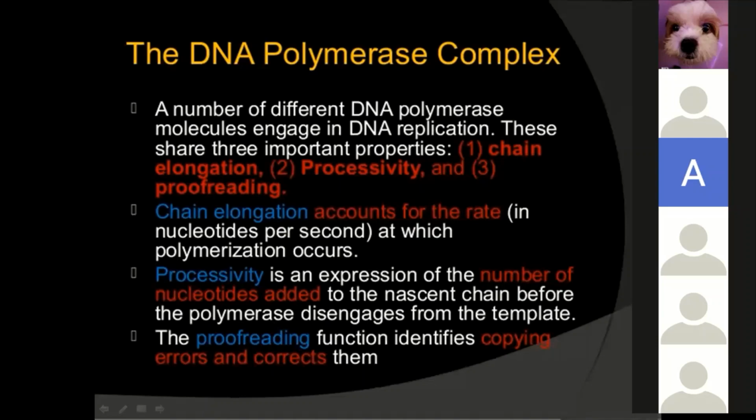And the proofreading function identifies copying errors and corrects them. Because the process is going on continuously, there is a possibility that a wrong mismatch, a wrong base pair, gets added. So this proofreading function is carried out by DNA polymerase only, and it corrects the errors.